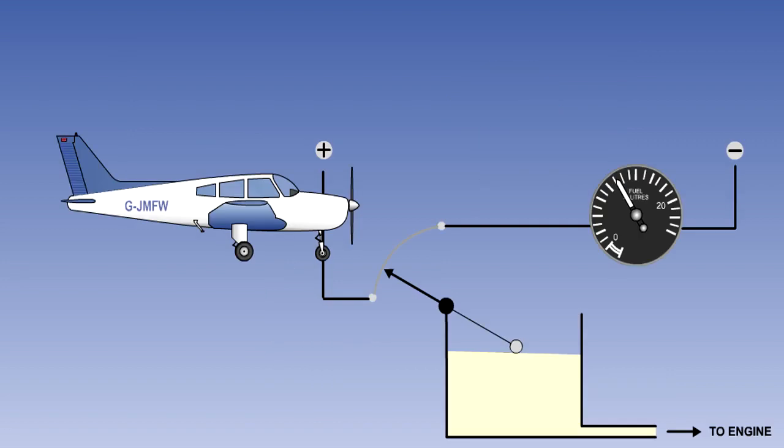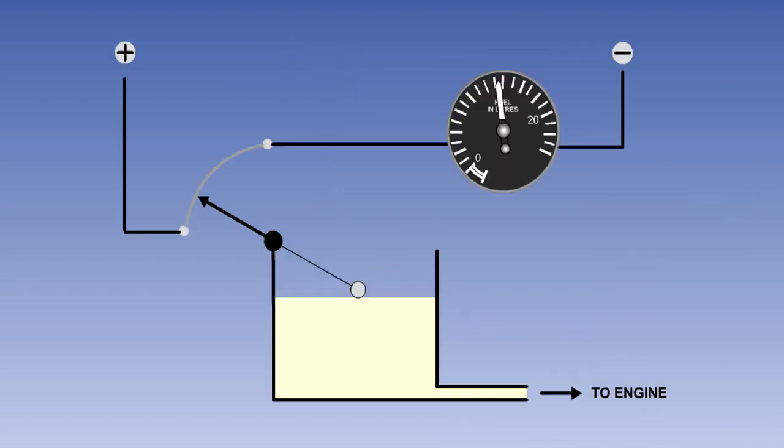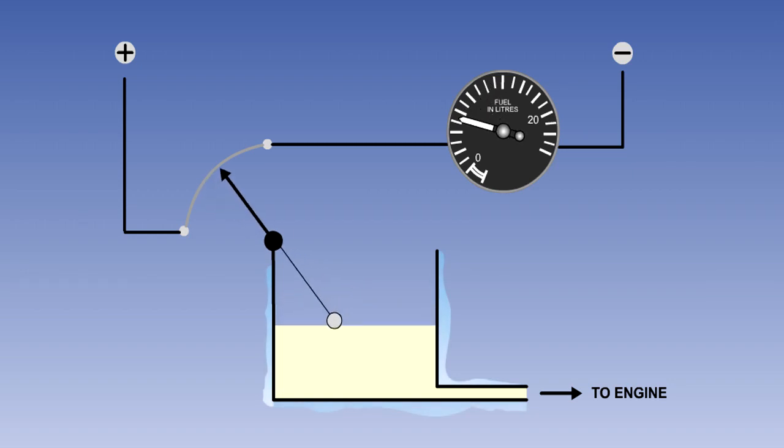This system is normally restricted to light aircraft. It has two major drawbacks. Firstly, it is subject to maneuvering error. That is to say, as the aircraft's attitude changes, the indicated fuel quantity will change. Secondly, this type of system cannot compensate for changes in the specific gravity of the fuel, so, as the fuel gets colder, the indicated quantity will decrease, and vice versa should the fuel temperature increase.